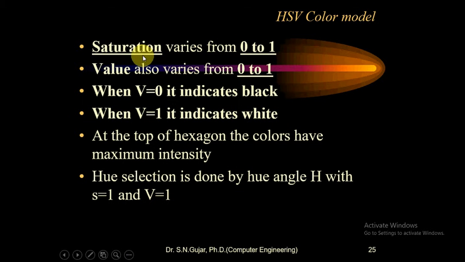In the HSV color model, saturation varies from 0 to 1, and values are also 0 to 1. When V is equal to 0 it indicates black, and when V is equal to 1 it indicates white. At the top of the hexagon the colors have maximum intensity, and the hue is selected, with S equal to 1 and V equal to 1.